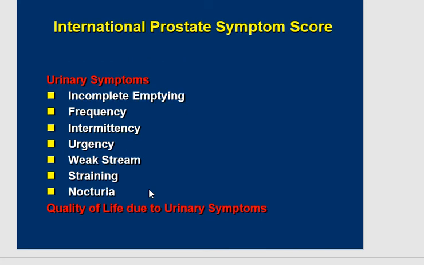And this is the International Prostate Symptom Score. There are 7 symptoms, each categorized or graded from 1 to 5. So 7 symptoms, 5 grades, so the maximum prostatic symptom score can be 35, plus the quality of life due to urinary symptoms. This is also important: how the patient reacts, how the patient feels towards these symptoms.